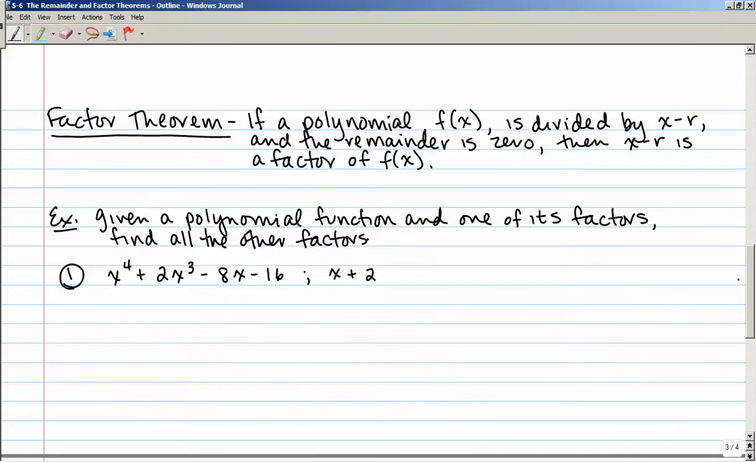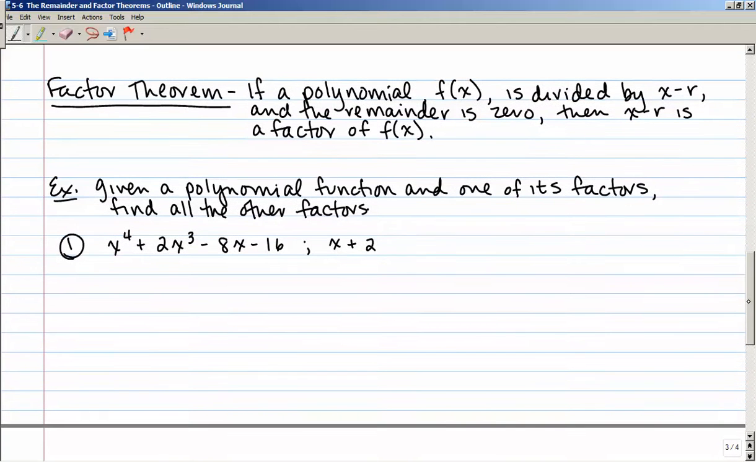Now the factor theorem says that if a polynomial f of x is divided by x minus r, as we did in the remainder theorem, and in this case if the remainder is 0, then x minus r is actually a factor of f of x. Okay? So this time our remainder should end up being 0, and then x minus r is a factor of f of x, and whatever else is left are factors. So let's try this example.